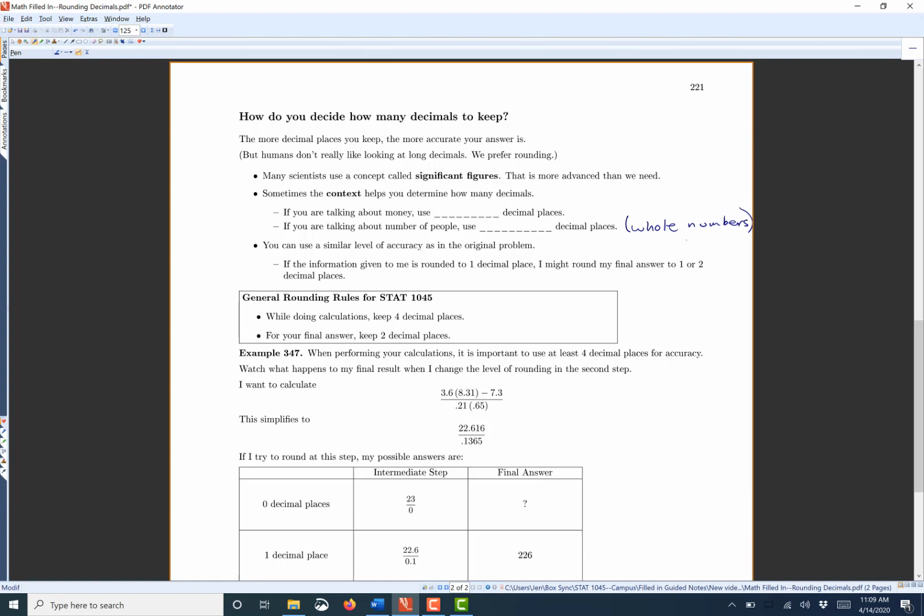But in general, while you're doing your calculations, keep 4 decimal places. And for your final answer, keep 2 decimal places. So I like 2 decimal places. It just looks fairly neat to me. That's my final answer. But let's talk about why you want to do 4 decimal places while you're actually doing your work. So let's look at this example.